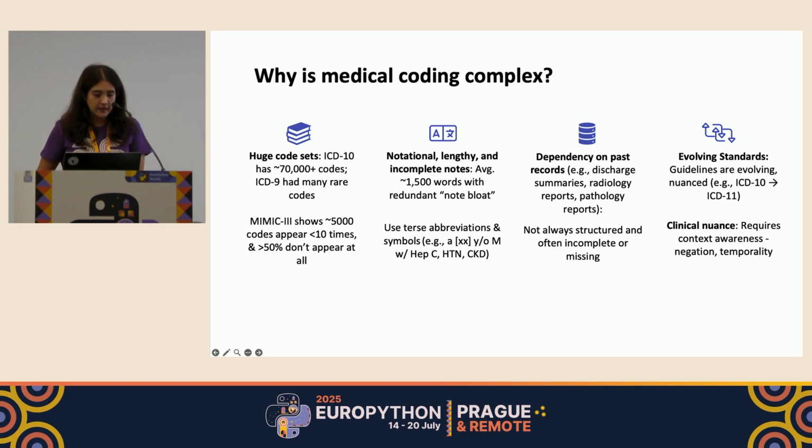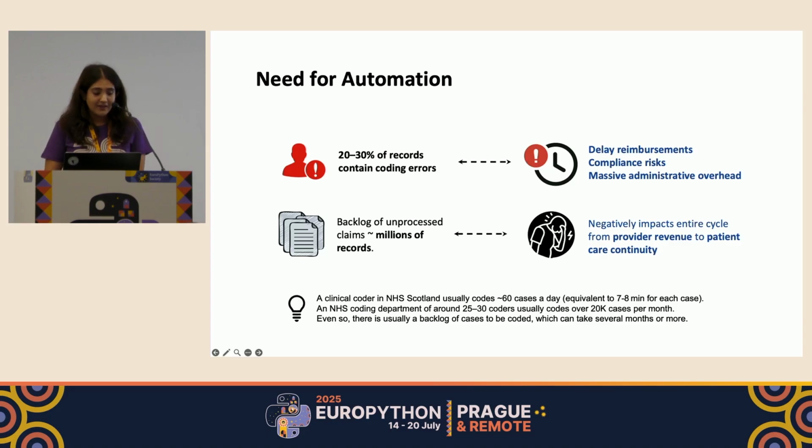Coming down to why there is a need for automation, we know that there are manual coders sitting in the hospitals doing this coding. Having said that, there are stats that say that 20 to 30% of records today contain coding errors, which leads to delays in reimbursements, compliance risk, and massive administrative overhead. Additionally, there's a backlog of unprocessed claims. There are millions of records that are not getting processed in time. So it negatively impacts the entire cycle from provider revenue to patient care continuity, which can result in a lot of issues for both hospitals as well as patients.